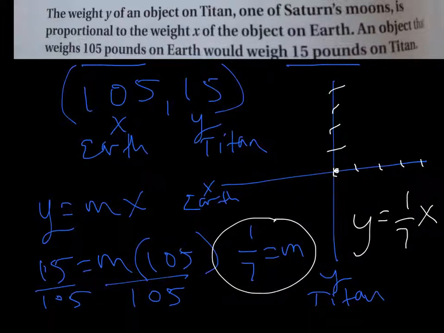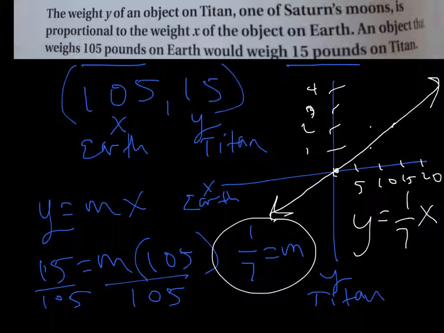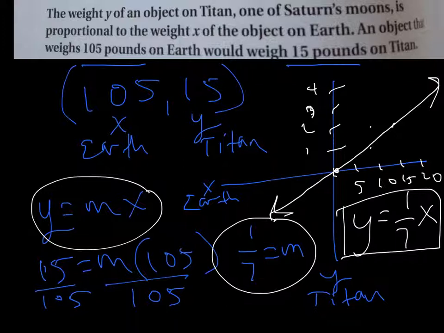So we can start at 0, and this is going to be a rough graph, but say this was 5, 10, 15, 20, and 1, 2, 3, 4. Up 1 over about 7, right? Up 1 over about 7. So our graph is going to look something like this. And that's the graph of y equals 1/7 x. So we used the information given to solve for m using this direct variation equation. And then we plugged m back in to this equation to get the equation of our line to represent this situation of the weights on Earth and the proportional weights on Titan.